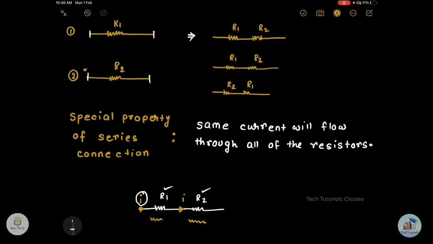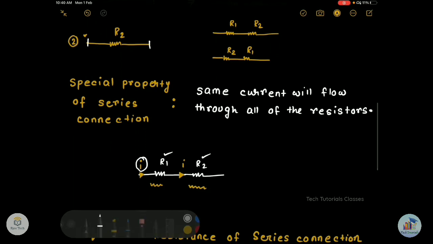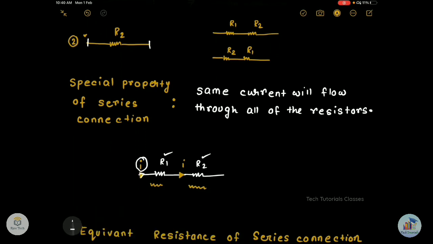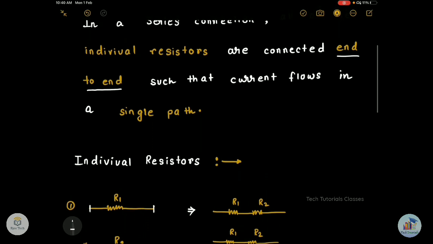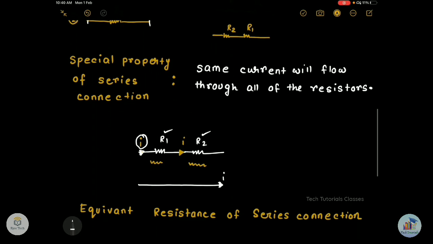Okay, so this is one of the special characteristic features of a series connection using which we'll do numerical problems also. So this will build up the base of the numerical problems. See that this current I is flowing through a single path, right? It's flowing in this way only. So the current is flowing in a single path. So this is the single path the current is flowing through.